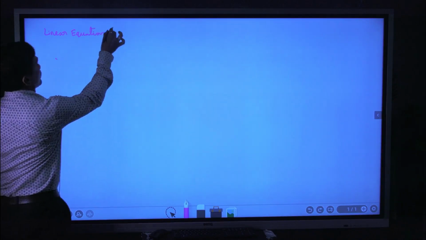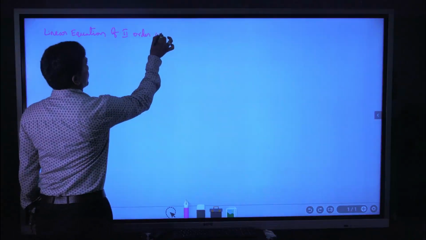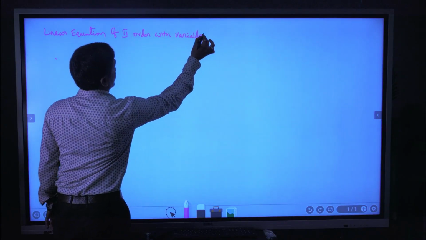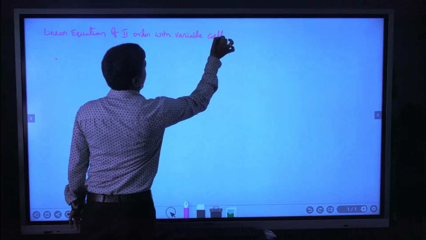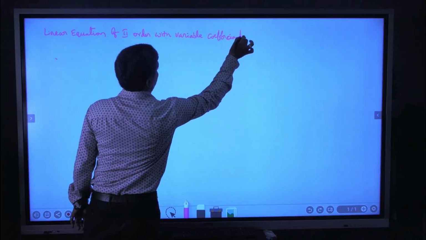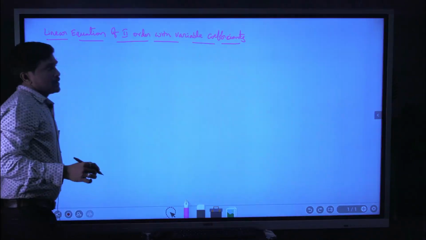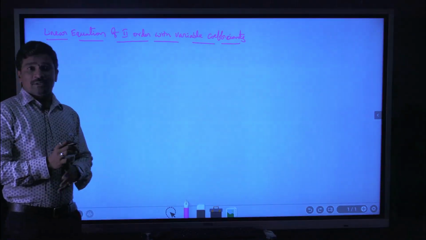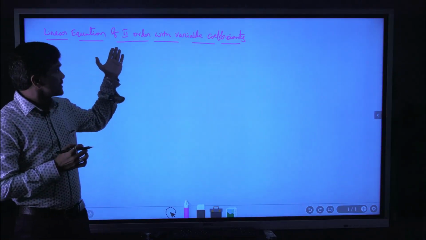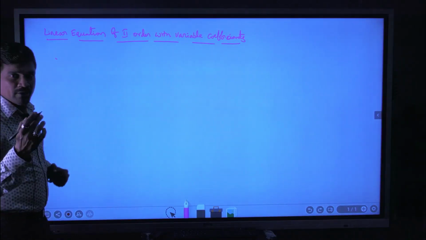Linear equation of second order with variable coefficients. In previous classes we discussed linear equations with constant coefficients. Now in this class we will discuss variable coefficients. So what is a linear equation of second order with variable coefficients?